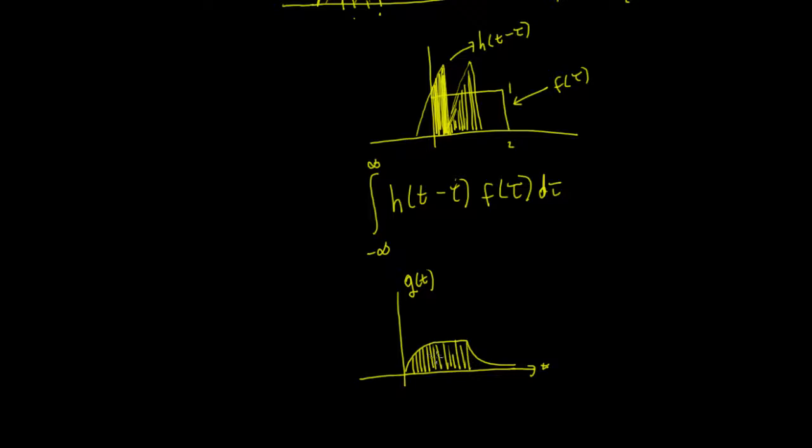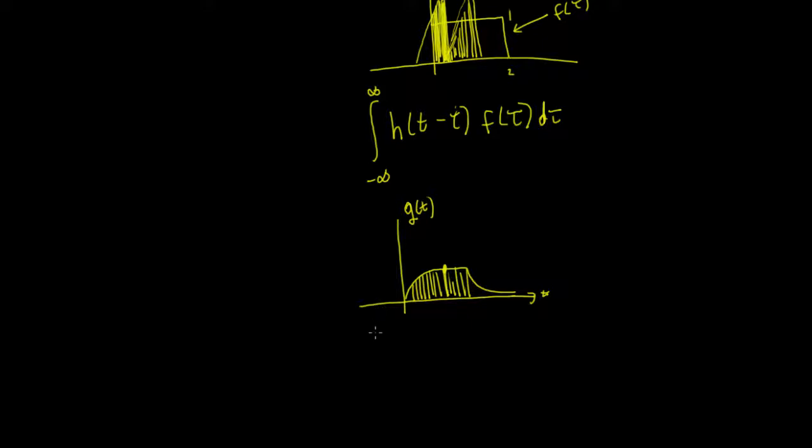And the height of the convolved function here at these points equals the area that we have whenever we multiply our h of t minus tau by our f of tau. So the convolution, if I rewrite it, is g of t equals the integral from minus infinity to infinity of h of t minus tau f of tau d tau.